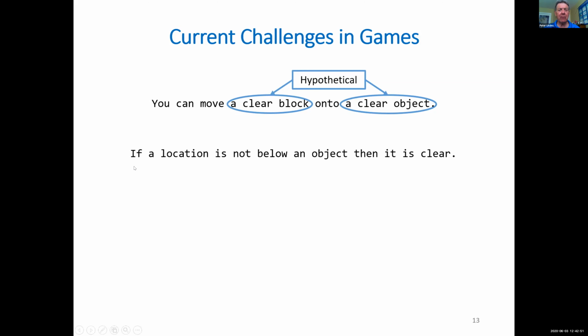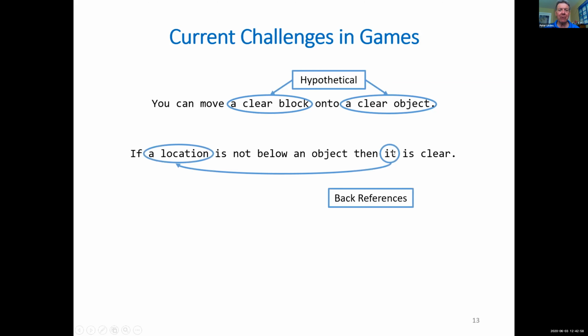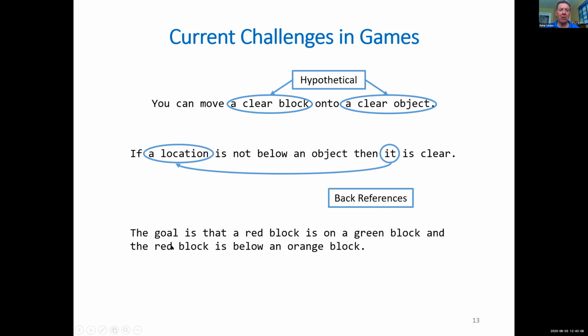Here's another sentence from that script. If a location is not below an object, then it is clear. But what does it refer to? It refers back to this location, which is part of the same sentence. So we need to be able to handle those kinds of back references. Here's another example. The goal from the same script. The goal is that a red block is on a green block and the red block is below an orange block. So this red block needs to be the same block as this red block.